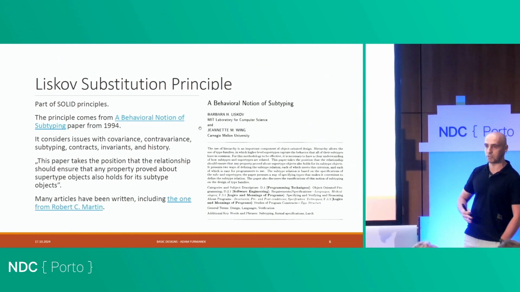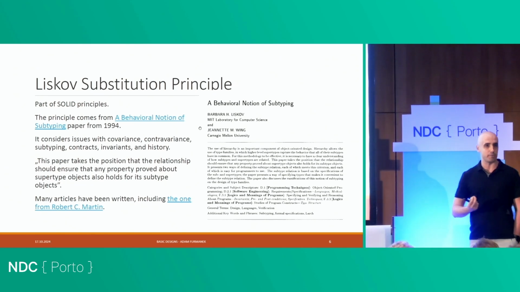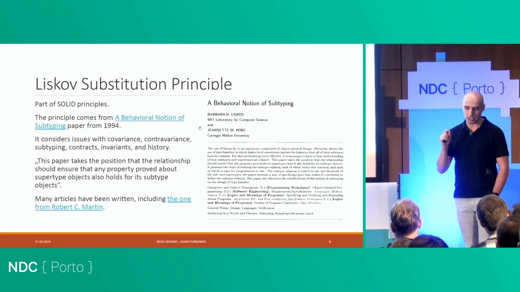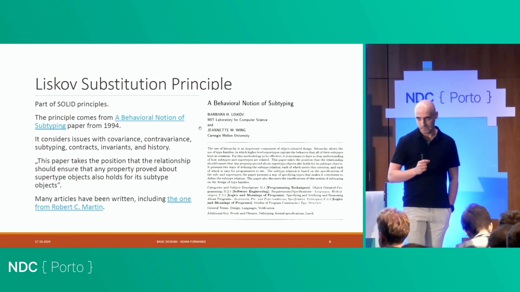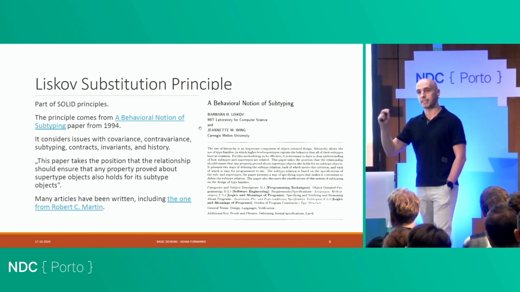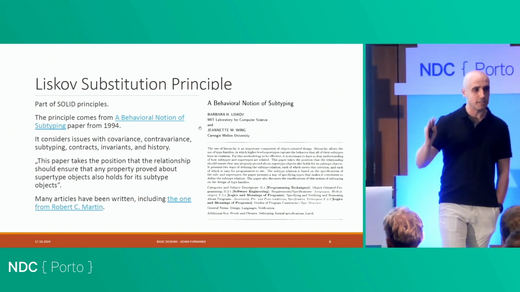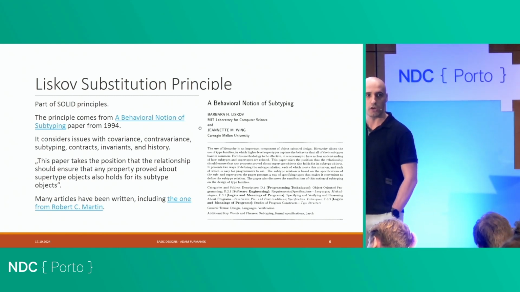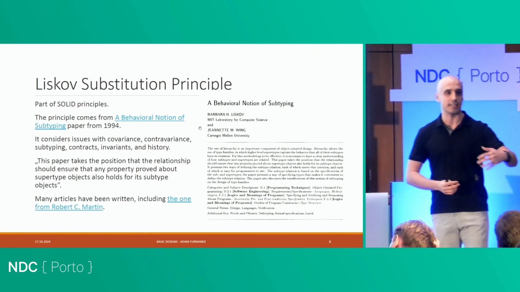So we can go and Google the paper that proposed Liskov substitution principle. And it is important to understand what this paper tried to achieve. So we can read in this paper that this paper takes the position that the relationship should ensure that any property proved about supertype objects also holds for its subtype objects. What does it mean? Explain to me like I'm 5. The thing is, the authors of this paper wanted to say that, hey, we think this is a good idea, and we generally recommend that if it's possible to prove something about the supertype, then it also should hold for the subtype objects. We think this is good. This will lead to better designs. This is what they basically are telling us. They are not saying that, hey, this is like a law of nature.